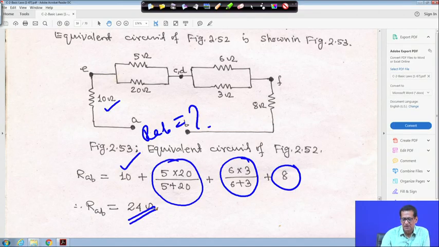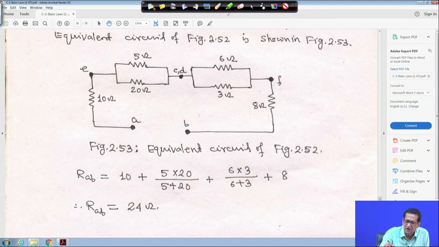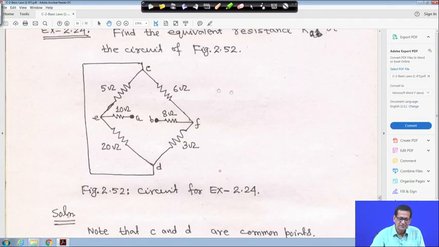It is a simple problem. Only thing is, if you look at the problem, you have to see that this C and D is actually a short circuit, it is actually bunched together.